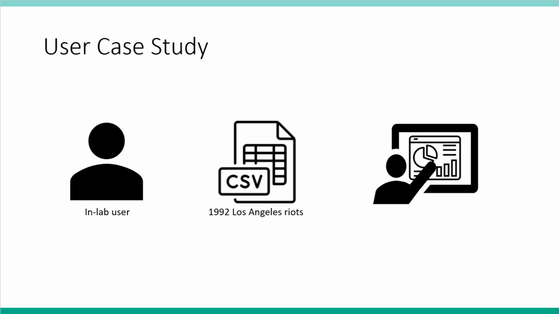The dataset, Los Angeles 1992 riots death, included records of individuals who died during the six-day riots in Los Angeles, provided by the LA Times, sourced from Kaggle, a data science platform hosting over 45,000 datasets.